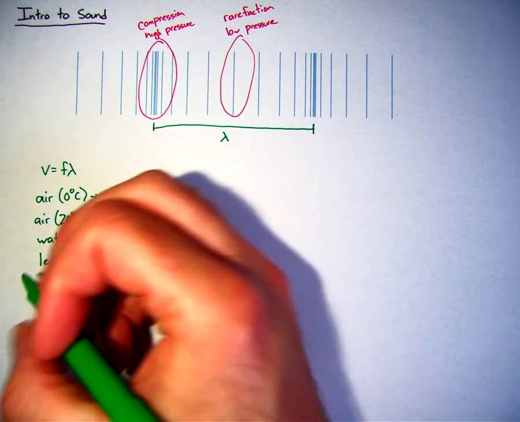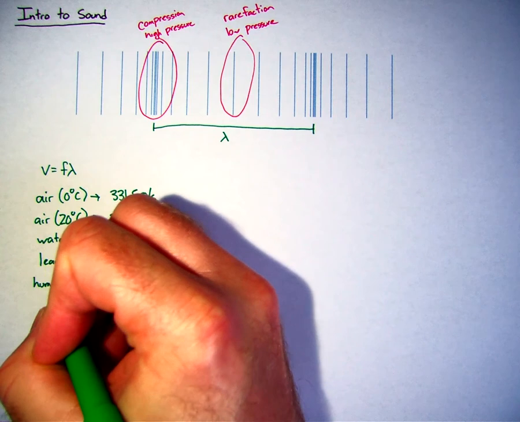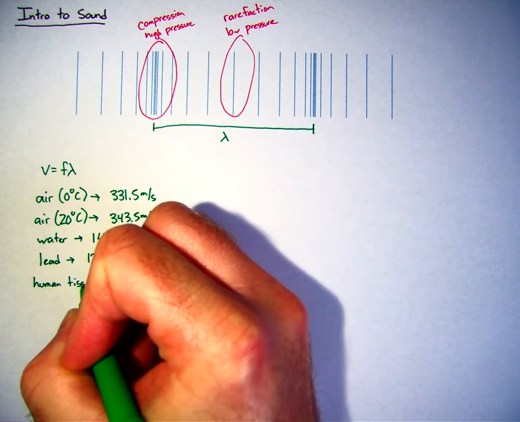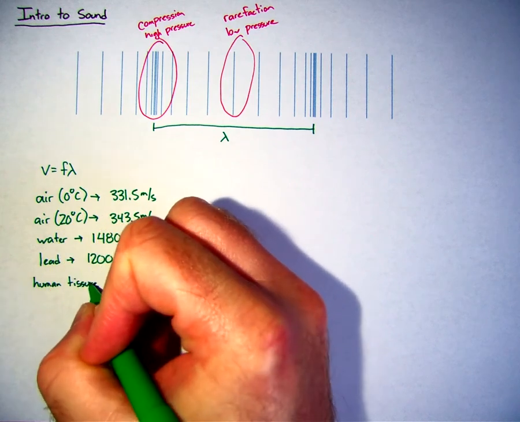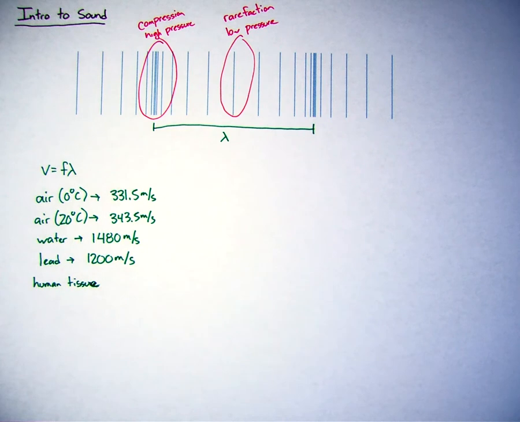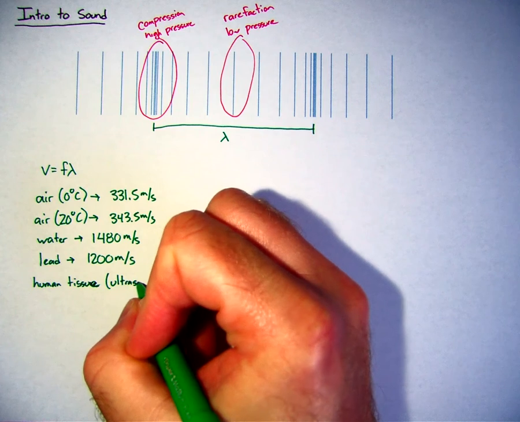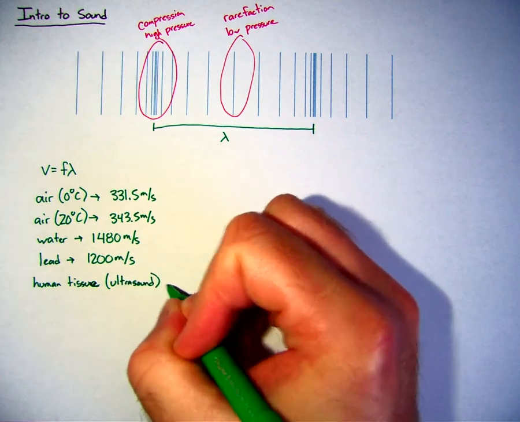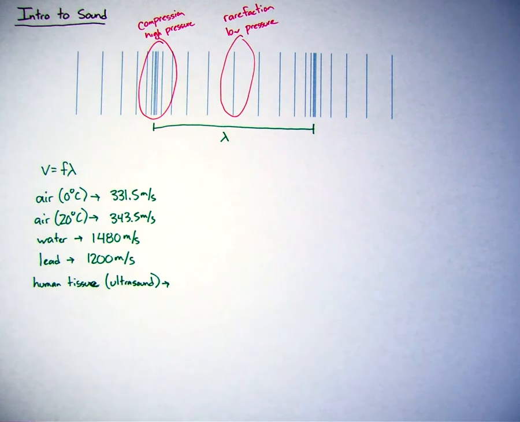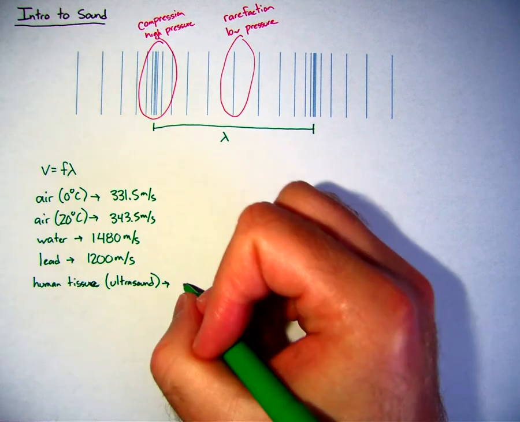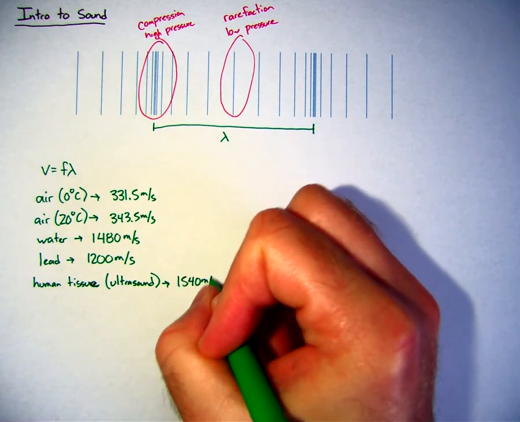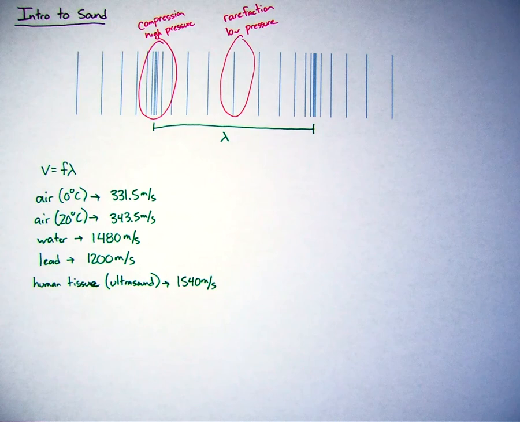The other one that's very interesting is human tissue. Now, sound can travel through human tissue. In fact, it's called ultrasound. So when you actually have an ultrasound done, that's just sound waves that are traveling through human tissue, and it travels at about 1,540 meters per second. So you notice that the sound will travel at different rates through different media, and that's just like any wave that we have.